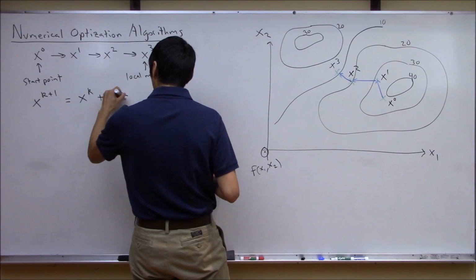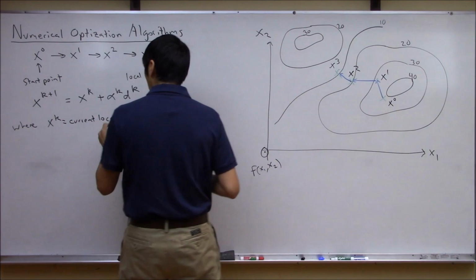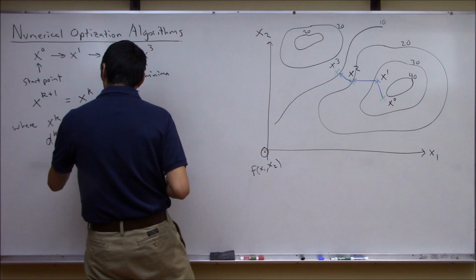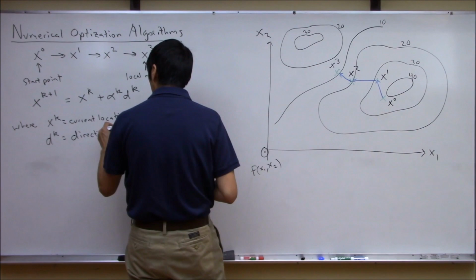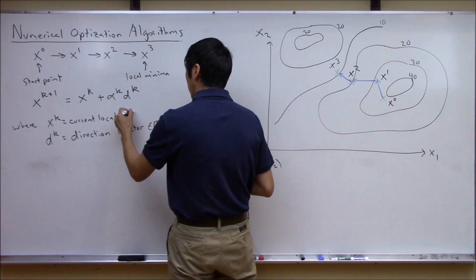So in this case, xk is your current location in your decision space. And dk is just a direction, so it's a vector. It's the direction in which you want to move. Maybe we should denote that this is a vector in Rn, where n is the dimension of your space. So this is also in Rn, and you have n decisions to make.